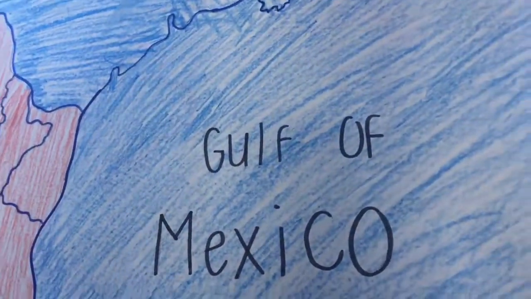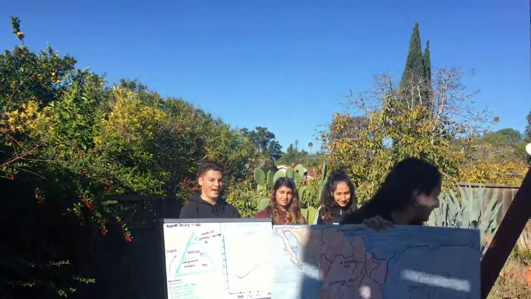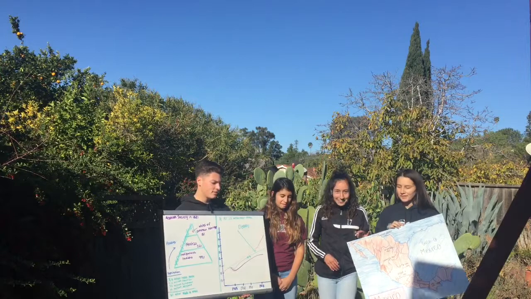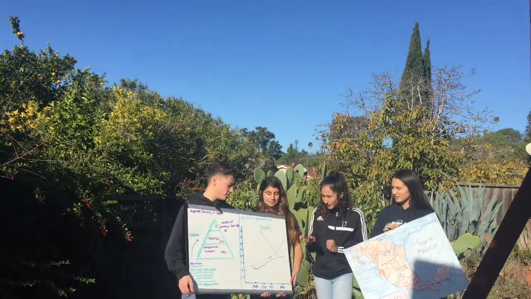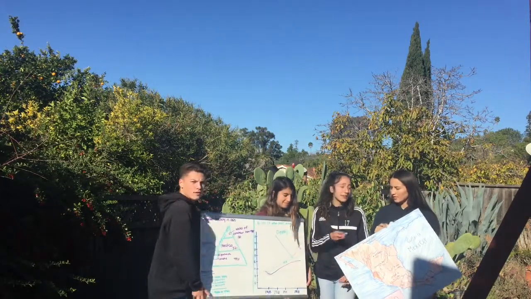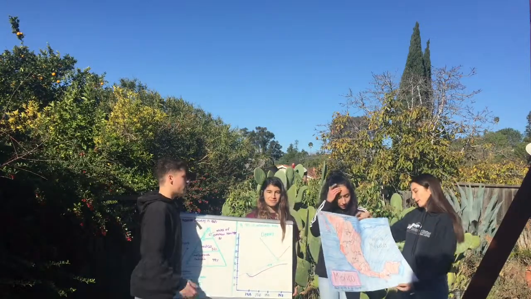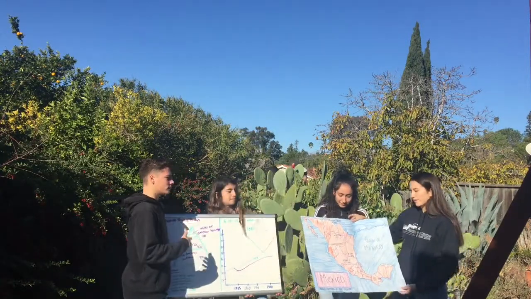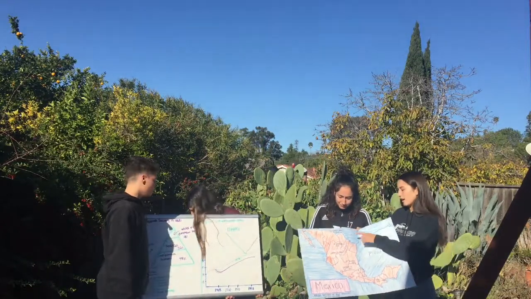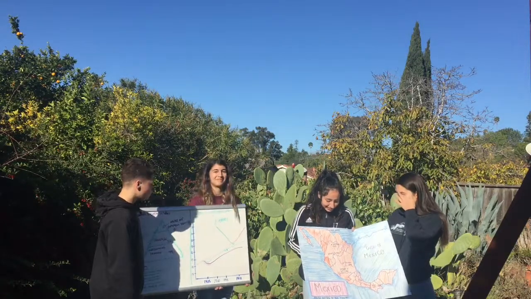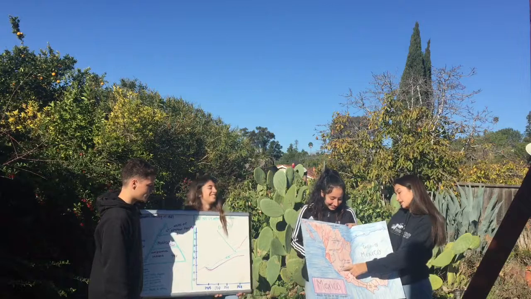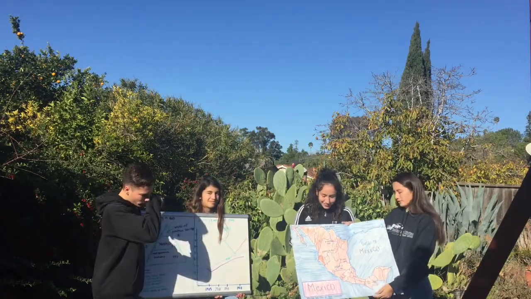Now we're going to be presenting to you guys the charts and the graphs and the map of the Mexican Revolution. So here we have a map of Mexico and the major battles of the Mexican Revolution. Here you have Ciudad Juarez, Torreon, Zacatecas, Leon, Celaya, and Veracruz.